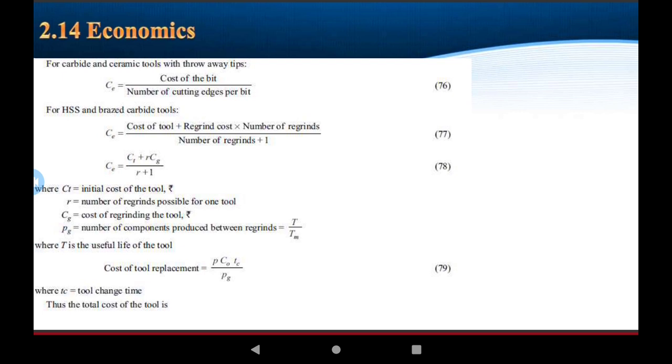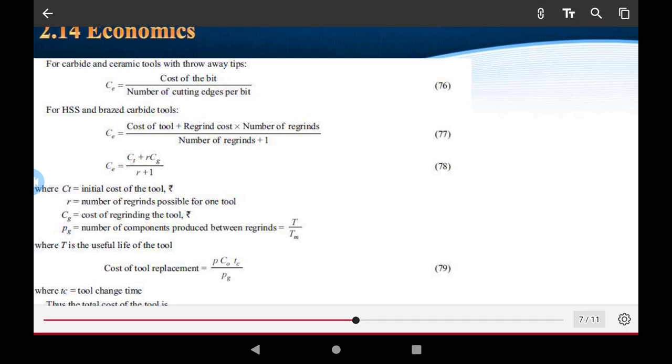R is the number of regrinds plus 1, where TC is the initial cost of the tool in rupees. R is the number of regrinds possible for the one tool. This is the formula used in this operation.